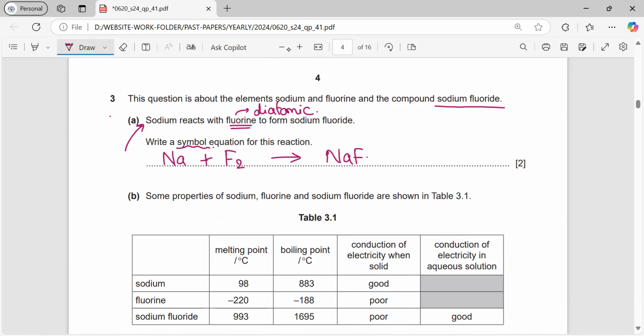Now, never leave any symbol equation unbalanced. It's compulsory to balance the chemical equation. For F2, if we write 2 over here, 2 on the products, then fluorine will become 2 on the products, but the sodium will also get 2. So we'll write 2 on the reactant side with sodium to balance it.